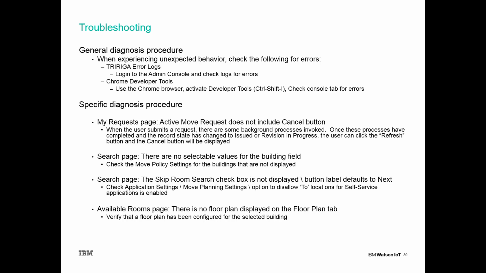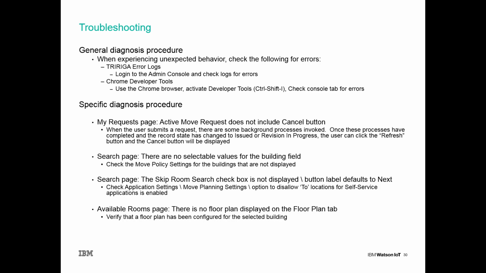Another item you may see on the search page is that the skip room search checkbox is not displayed, and the button label at the top right defaults to next. For that, if you weren't expecting it, check the application settings and see if you have the disallow two locations for self-service applications setting enabled.